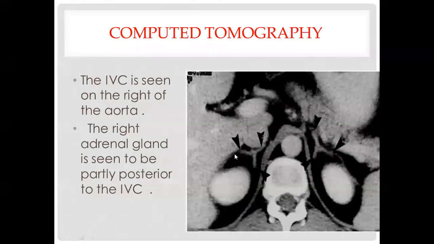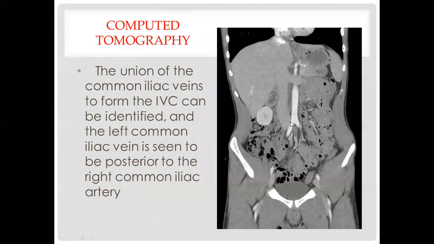CT scan is one of the most important modalities. It is used to identify the IVC, which is located just to the right of the aorta. The suprarenal gland is located posterior to it, sometimes part of the liver, and the right renal gland may be partly posterior to it. The right aortic branch may be visible passing through the liver tissue, and the union of the common iliac veins is seen in the coronal section, just posterior to the common iliac artery.